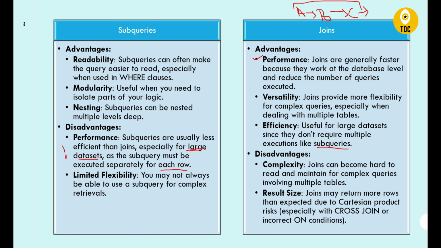But in the subquery, first C will execute and return a value to B, then B will execute and return a value to A. That is why, performance-wise, it is very bad when you consider a large data set. So what are the disadvantages, right? The complexity. There might be 10 plus different joins that you are making, and the joins can be conditional joins along with it.